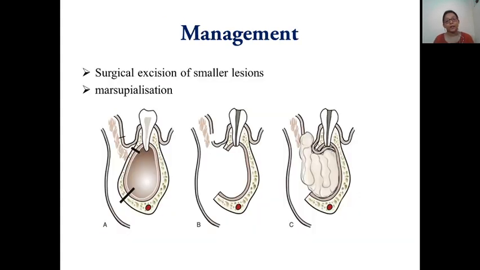Now, how can we manage this? The surgical excision of smaller lesions can be done. Also, marsupialization can be done, which is a treatment for the cyst. Here, the entire cyst is not necessary to be taken out. Just a small window is made in the cystic wall, and the fluid is taken out. Also we can perform enucleation with marsupialization in cases of larger cysts like dentigerous cyst. So, these are the management options.